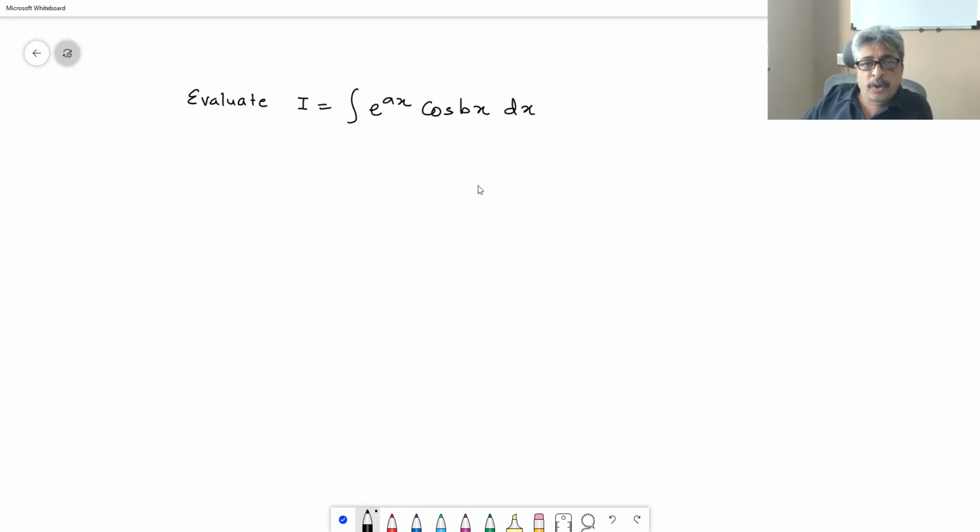it is very useful as far as integration by parts is concerned. So now try to find out what should be the formula for this. This is not an example, this is a formula to be remembered. Try to do it.